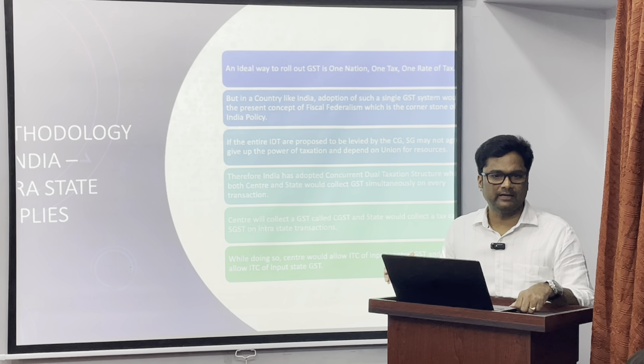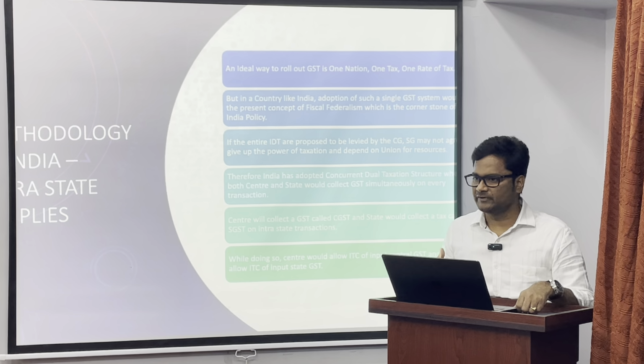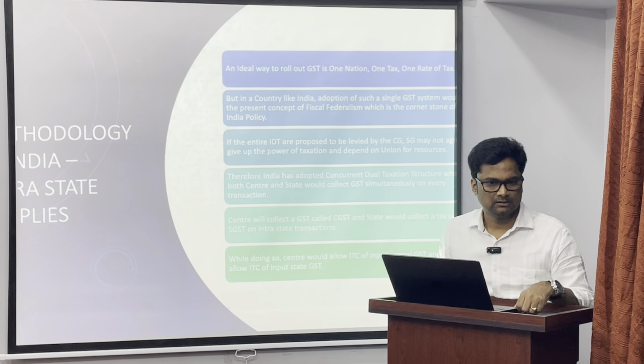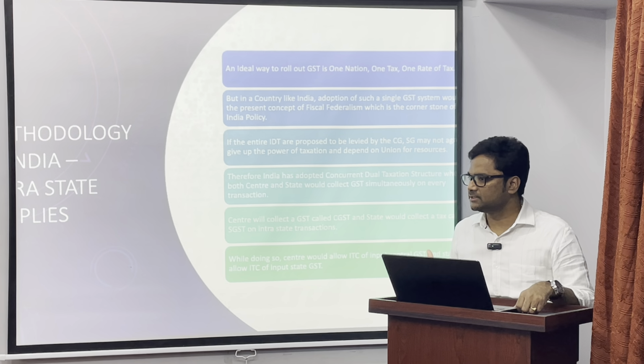Correct? Their per capita is different, here per capita is different. There are poor people, middle class people, upper class, and a rich class. So they cannot fix the same rate for a rice bag and a BMW car. They want to collect more from rich people, less from poor people. So some discrimination is to be there, right?